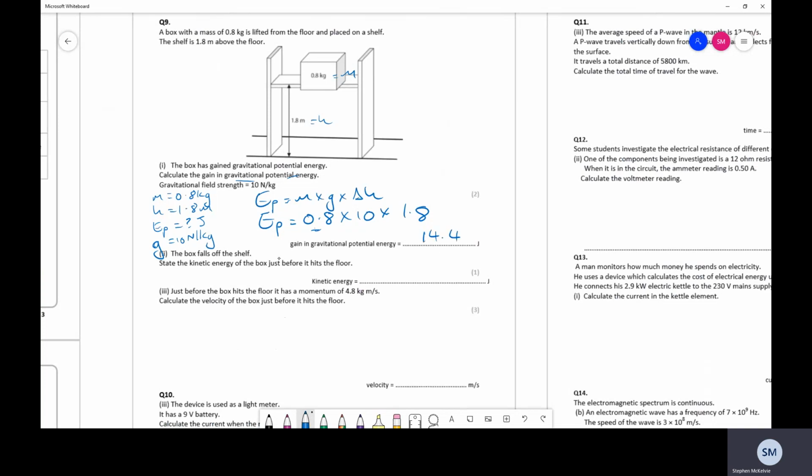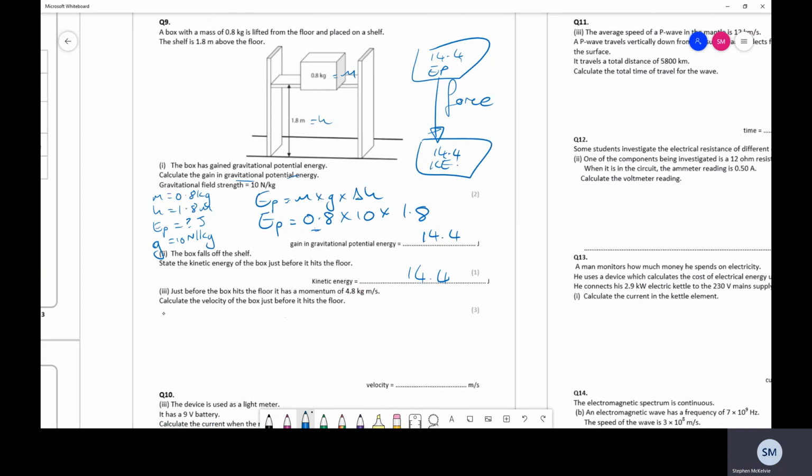The box falls off the shelf. Oh no! State the kinetic energy of the box just before it hits the floor. Well, if it has a gravitational potential energy store, and that potential energy store is transferred through the force known as gravity, and if I started off with 14.4 joules up here, then I must have 14.4 joules here, assuming no waste of kinetic energy. So my answer is 14.4.